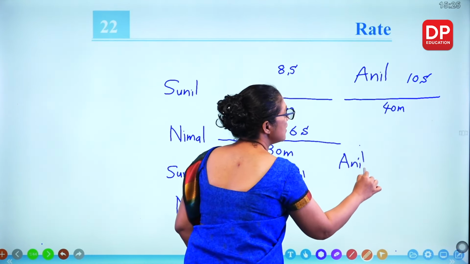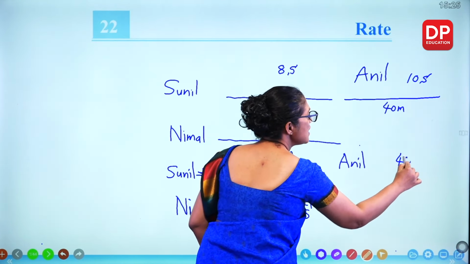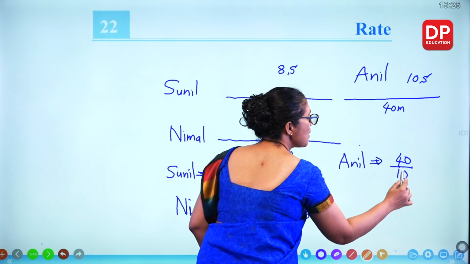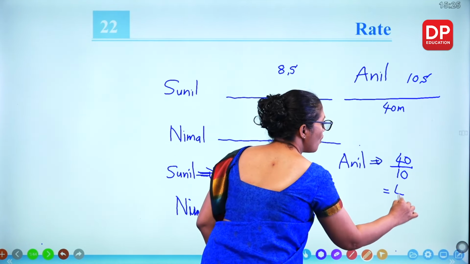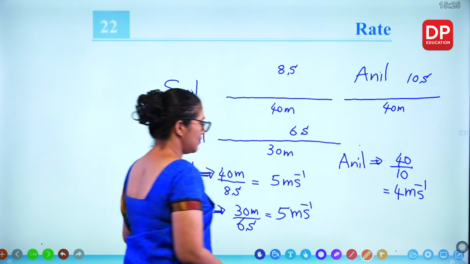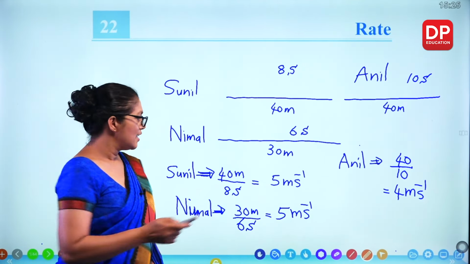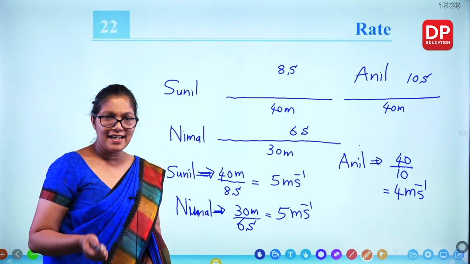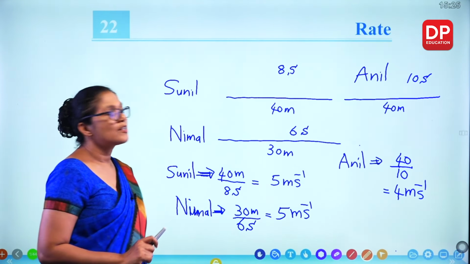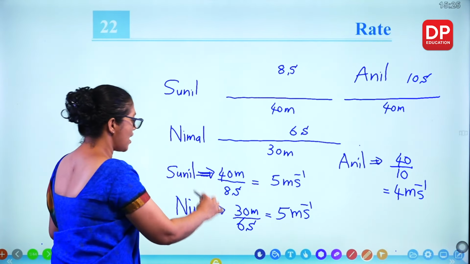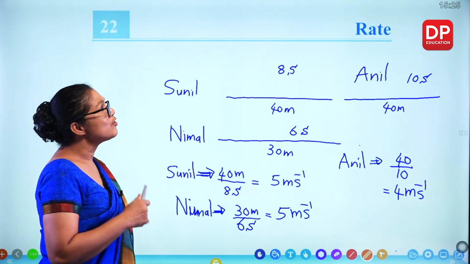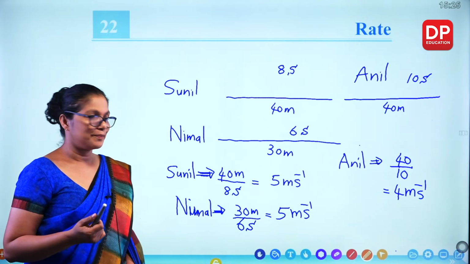Anil, 40 meters within 10 seconds. So 40 divided by 10 is 4 meters per second. What can you say about Sunil, Nimal and Anil? Anil runs slowly compared to Sunil and Nimal. So today we are trying to learn about rates.